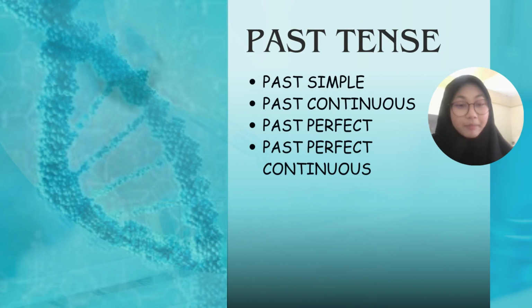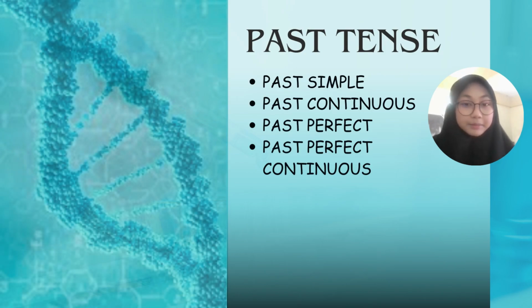Hi everyone, my name is Husna and today I'll be presenting past tense in English. There are four types of past tense here, which is past simple tense, past continuous tense, past perfect tense, and past perfect continuous tense. Okay, let's explore them together.